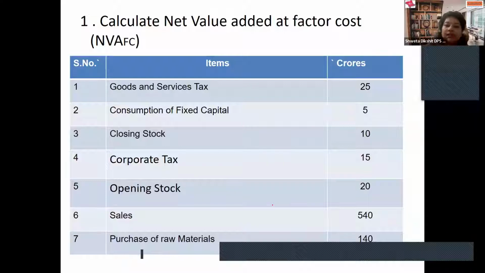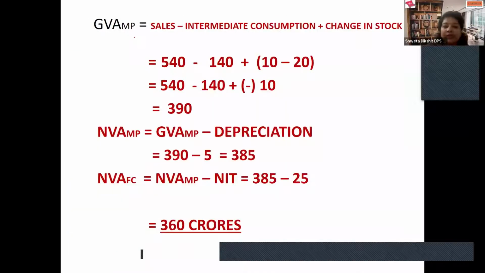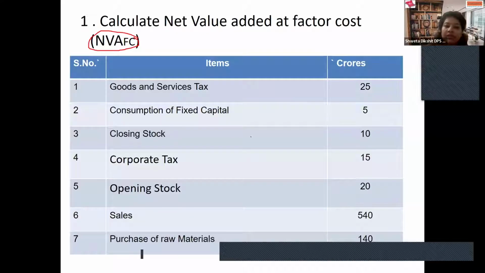Now, a very basic question is given to you, that is to find the value of NVA at FC. What is NVA at FC? It is net domestic product at factor cost. So to find this value, look first at the question: what are the components given? In a question paper, you will get questions like this only.